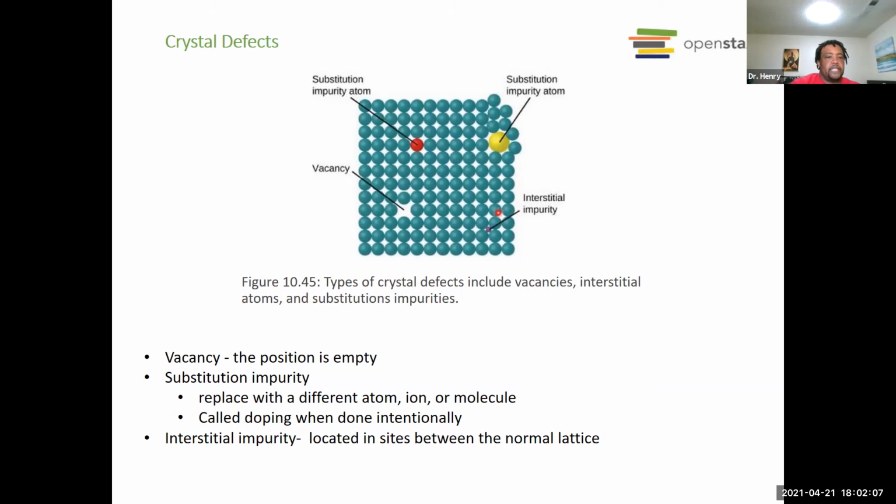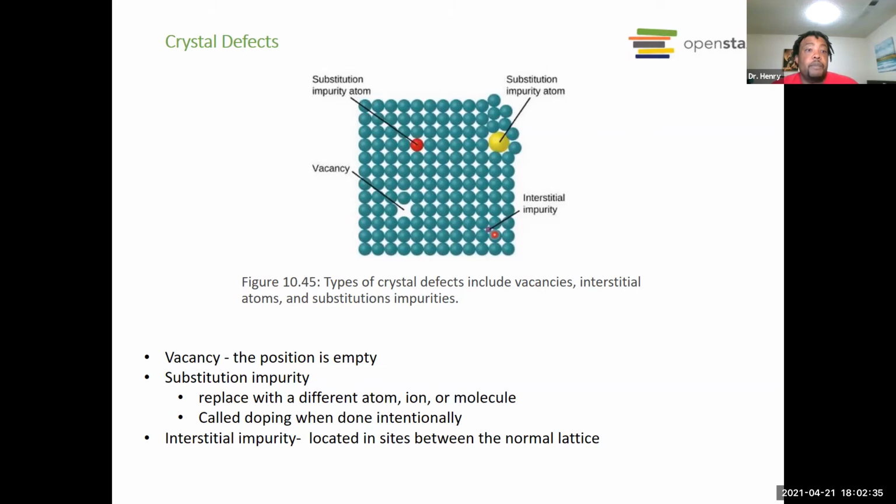The last one is called interstitial impurities. And so basically you have an element or an atom that is really, really small so that it can actually fit between these 4 atoms, or 4 molecules, of whatever we're looking at. And so a lot of times we use that in terms of adding some characteristics.